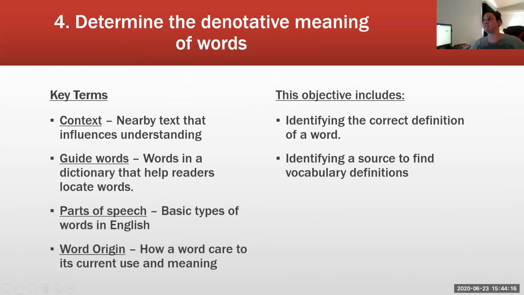Okay, determine the denotative meaning of words. Context is nearby text that influences understanding. Guide words are words in a dictionary that help readers locate words. Parts of speech are the basic types of words in English, and a word origin is how a word came to its current use and meaning. So we need to identify the correct definition of a word, and identify a source to find vocabulary definitions.